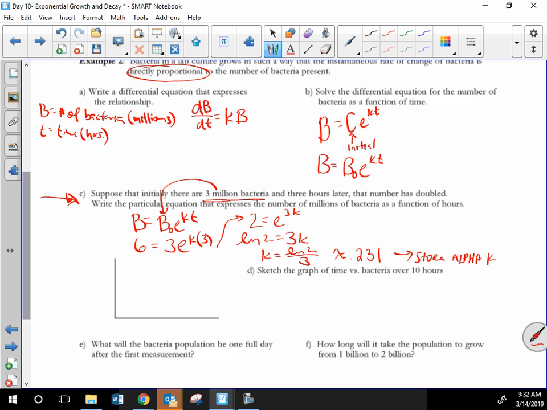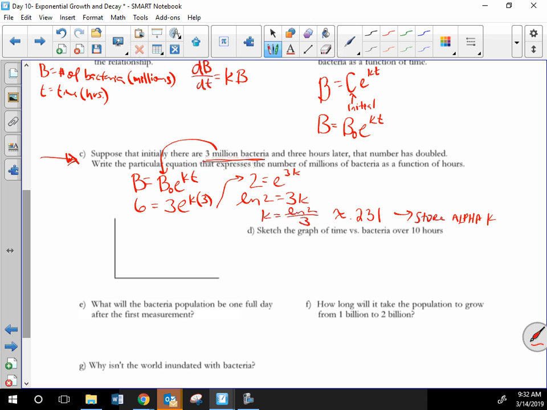Okay, D, I don't know that I've ever seen them ask this, but it says sketch the graph of time versus bacteria for 10 hours. Alright. Well, we know that at 1, 2, 3, 4, 5, 6, 7, 8, 9, 10. Honestly, the easiest way to do this is they told us that at 3 hours we had how much? 6, right?